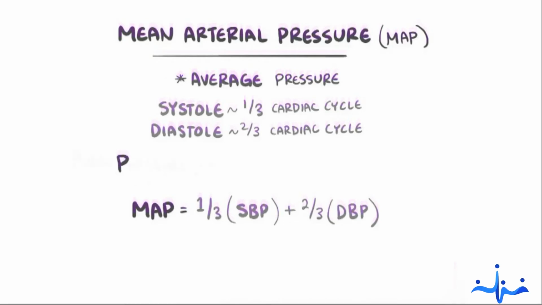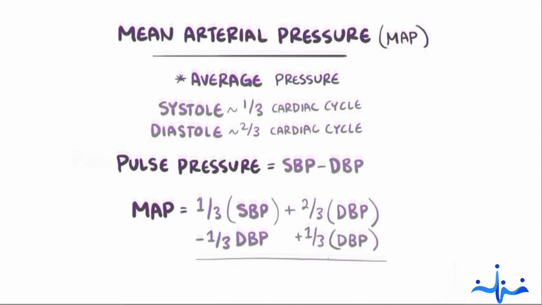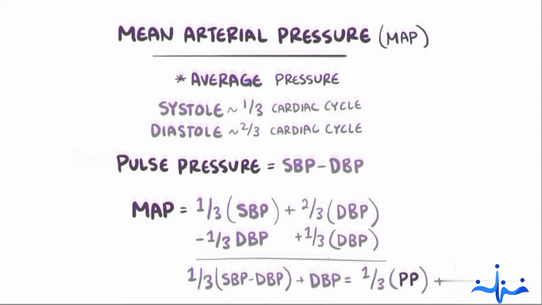Now, another measurement is the pulse pressure, which is the difference between the systolic pressure and the diastolic pressure. So in our example, it'd be 120 minus 80, or 40 millimeters of mercury. So if we do a tiny bit of arithmetic, we can say that MAP is equal to 1/3 times the pulse pressure plus diastolic pressure, which is exactly the same thing but just written differently.